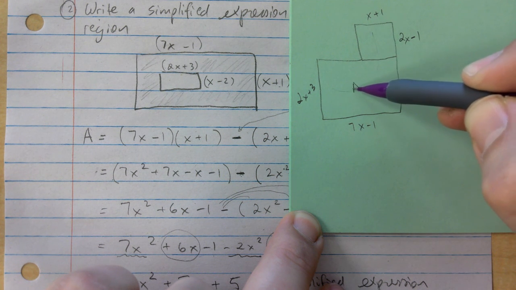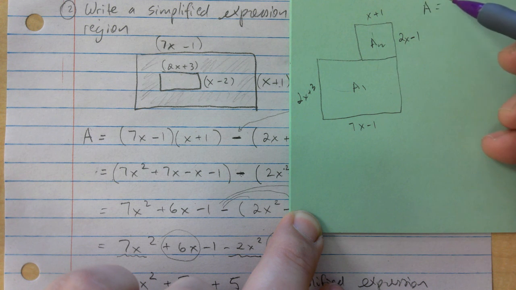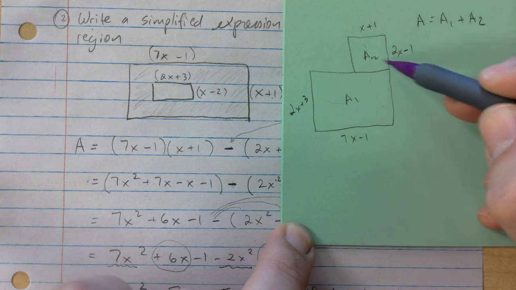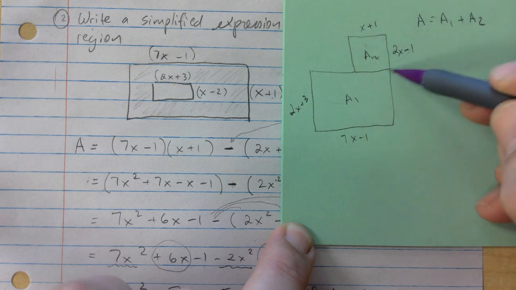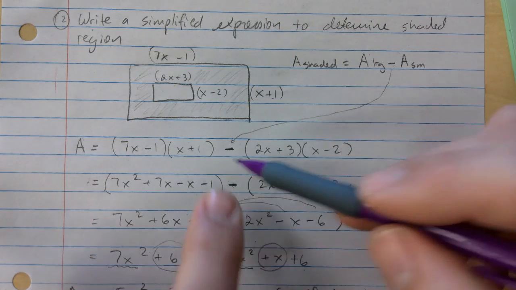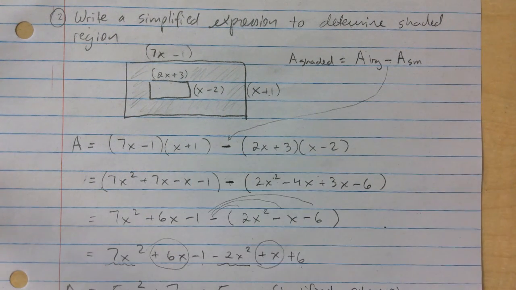This is area 1, so to speak, and this is area 2. So to find the total area, you would have to go area 1 plus area 2. You'd have to add the length times width here, length times width here. So it would be very similar to this, except where you would have to add. So be aware of that, because that's really what we're doing here. Okay.